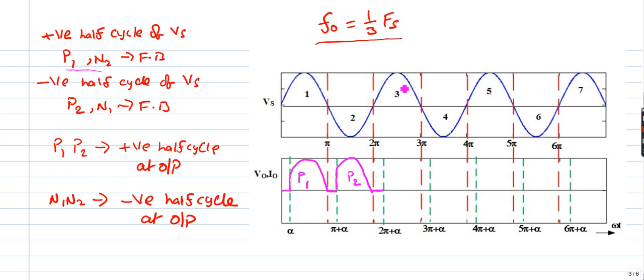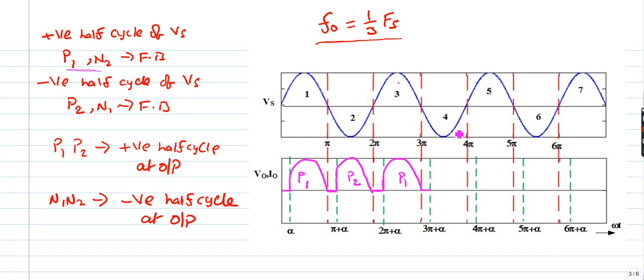Now again positive half cycle of the source voltage, P1 and N2 will be in forward blocking mode. As my requirement is positive half cycle, triggering pulse will be given to P1. So the first three half cycles of the source voltage have been converted into positive half cycles in the output. Now the next three half cycles I need to convert into negative half cycles. As at 3 pi P1 is naturally commutated, 3 pi to 3 pi plus alpha, no switch will be in conduction.